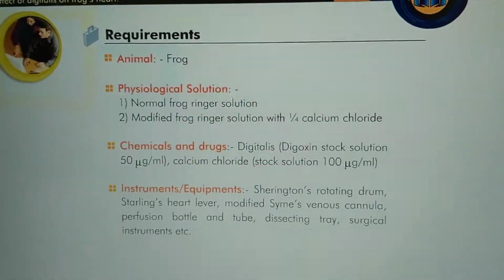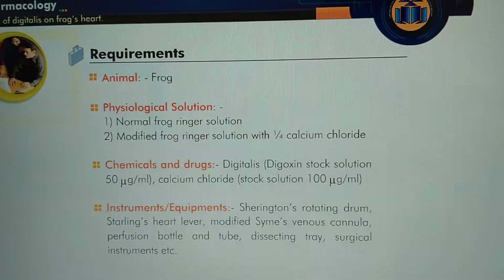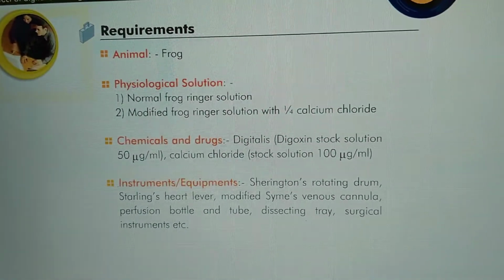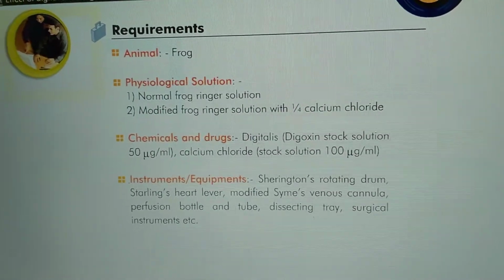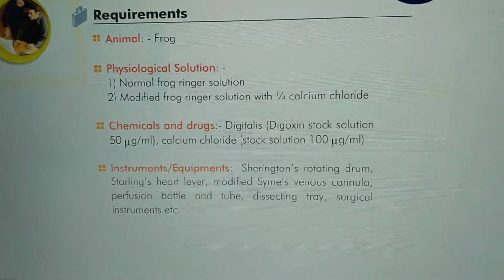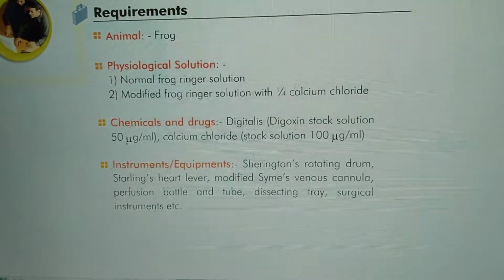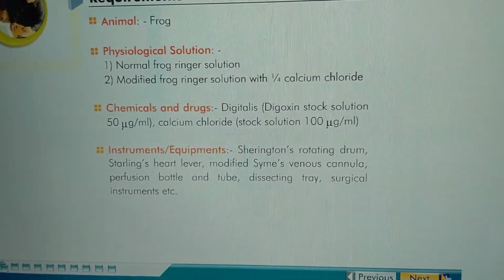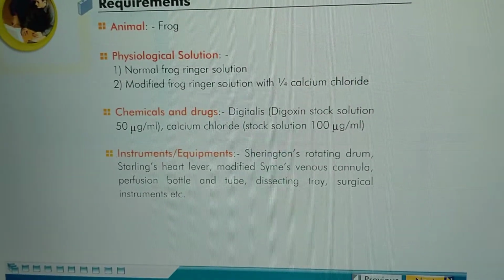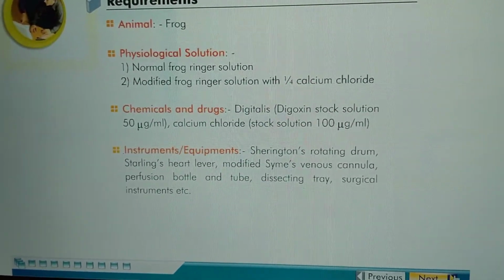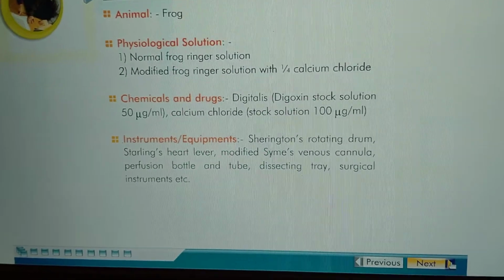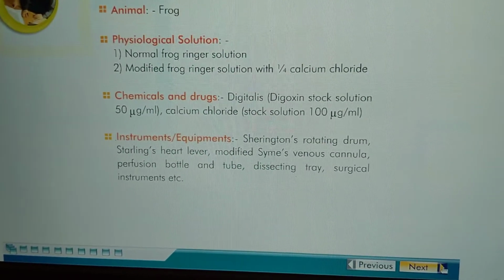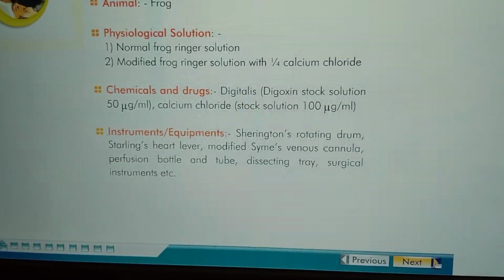Name of animal: frog. The physiological solutions: normal frog ringer solution and modified ringer solution containing 1/4 calcium chloride. Other chemicals are the drug Digitalis, that is digoxin stock solution 50 microgram per ml, and calcium chloride stock solution 100 microgram per ml. All equipment is the same as for the effect of adrenaline on frog heart, like Sherrington drum, Starling heart lever, Simpson's venous cannula, perfusion bottle, tube, dissecting tray and surgical instruments.